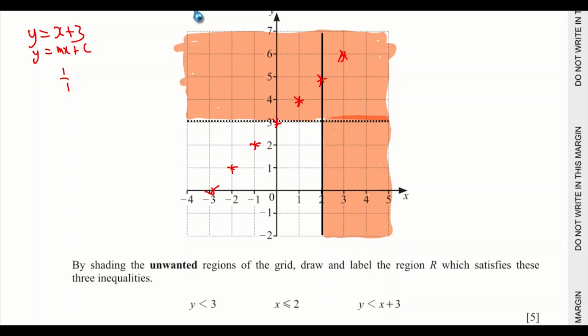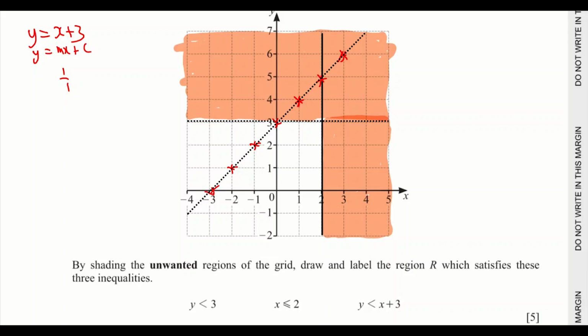Okay, fine. This one we don't have equal to, so we need to use a broken line as well. Let's join these points together from here. We draw the line like this, up to this spot here.